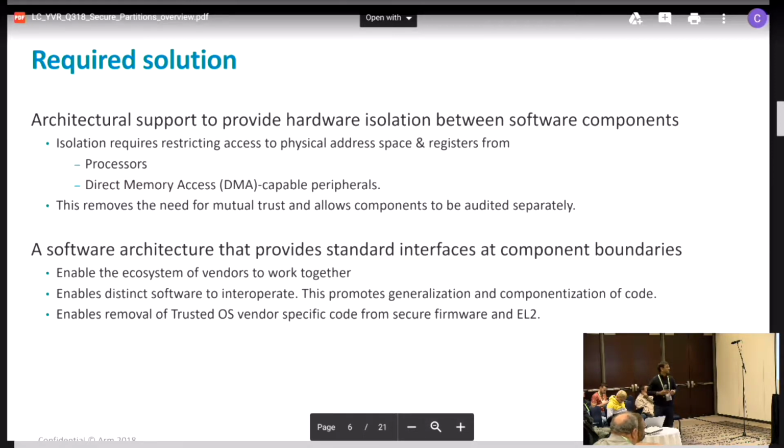component separately. And then we need a software architecture so that these components can talk a common language for the most common things that they do to communicate with each other. That would enable the vendors to work together better and promote generalization of code. More importantly, it would enable removal of trusted OS specific code from exception levels where it's not really required, where it's not adding a lot of value.